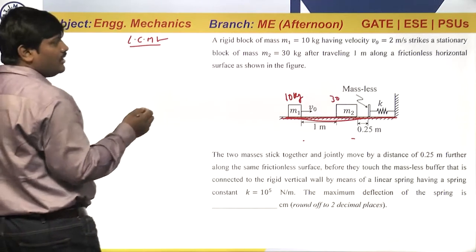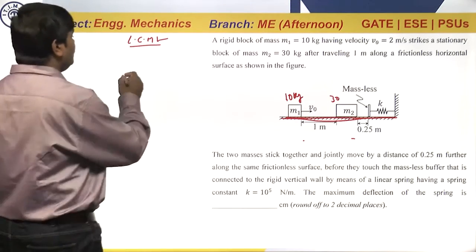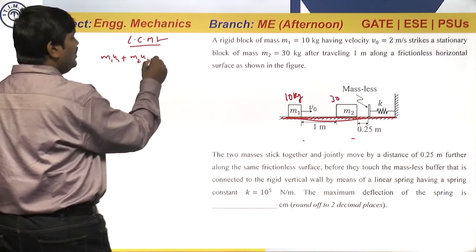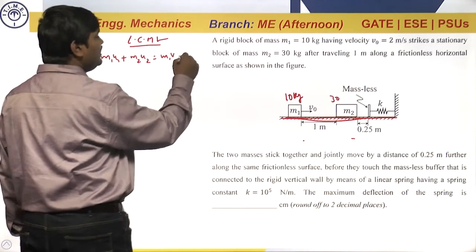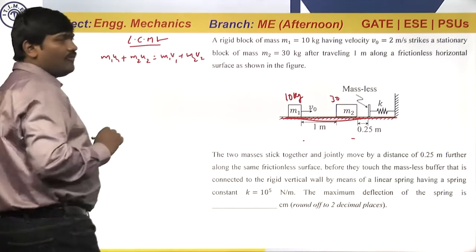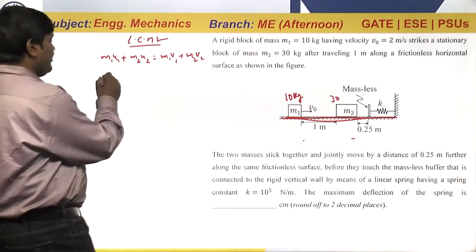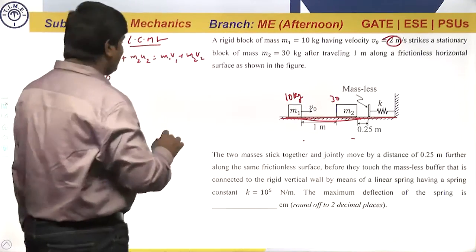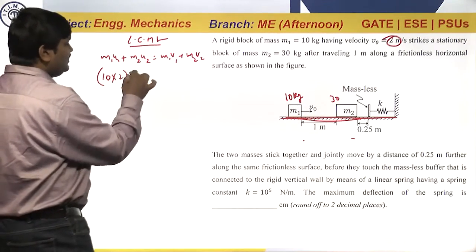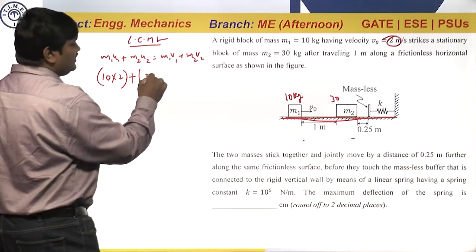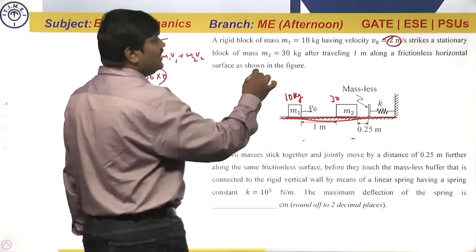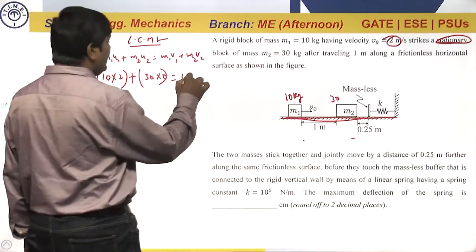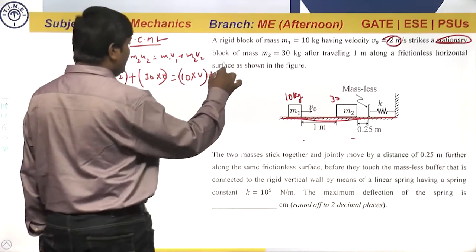If you use the law of conservation of momentum, total momentum before collision equals total momentum after collision. That is m1u1 plus m2u2 is equal to m1v1 plus m2v2. What is m1? 10, the mass of this block, into the velocity given, 2 meters per second. Plus 30 kg is the mass, but the initial velocity is 0 because it is a stationary block. That is equal to 10 into the final velocity v plus 30 into v.